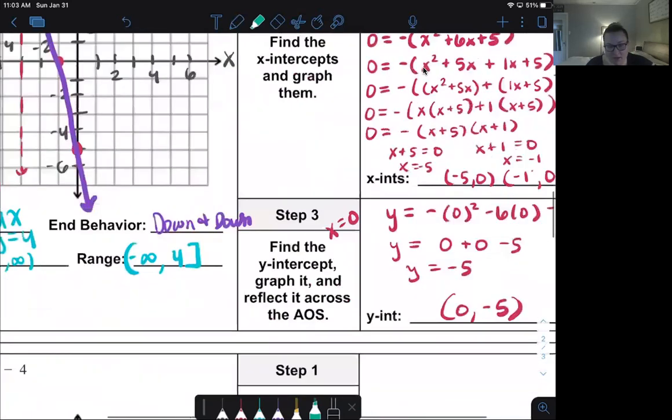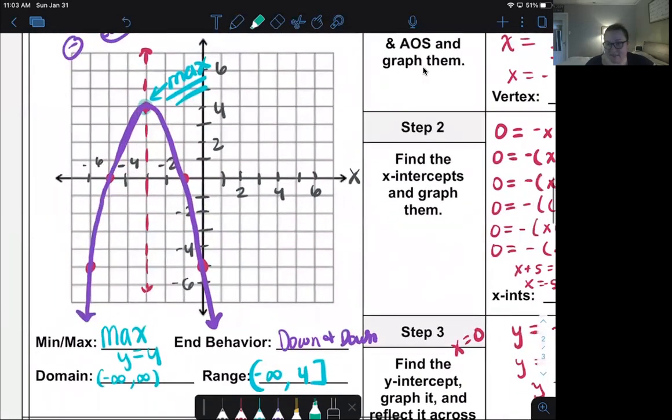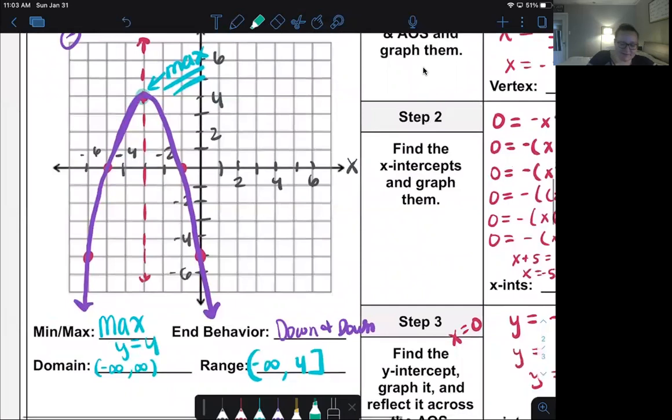Okay. And then our domain is -∞ to +∞. It extends to the right and to the left forever. And then for our range, our max value is 4. So remember, we always want to list our least value to our greatest value. So if our max value is 4, 4 is going to be on the right. And then it goes down from there forever. So it goes from -∞ to 4 for our range.